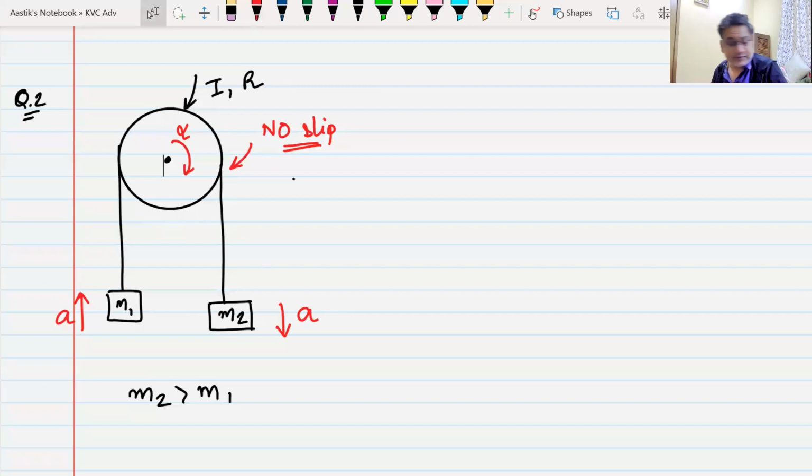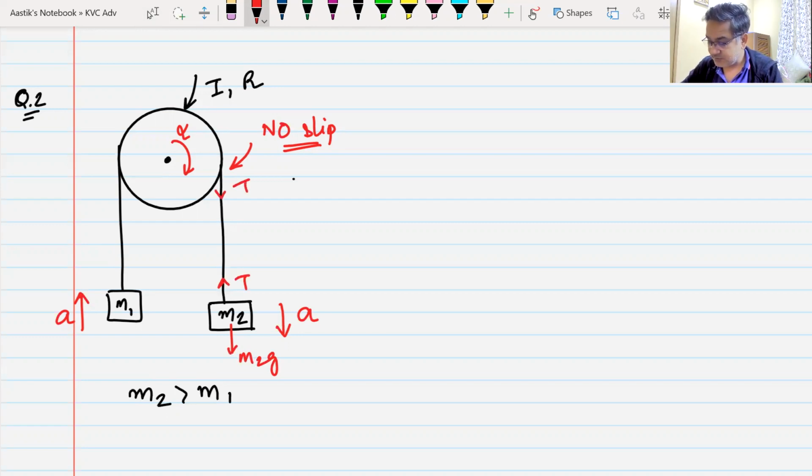So how are you supposed to do this? Anyone able to draw the free body diagram? Yes or no? So I draw the free body diagram. This is M2G, yes or no? This is T. This is T. And this is M1G. Yes or no?